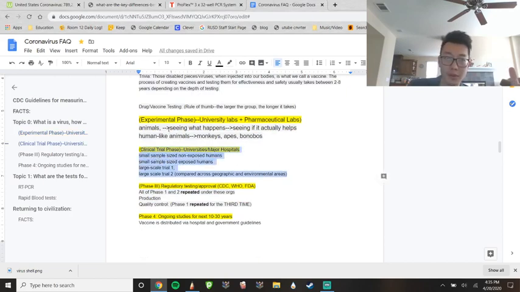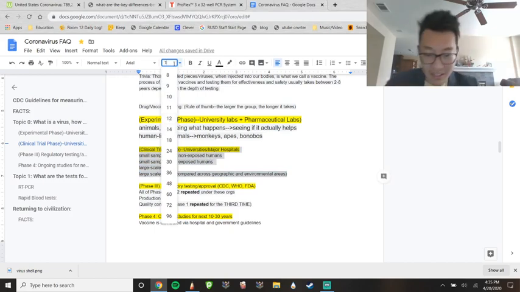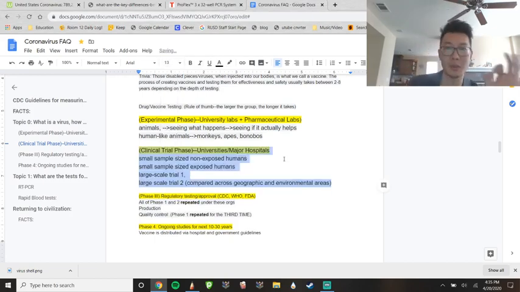Phase two, this part is where a lot of places get stuck because you have to prove almost without a shadow of a doubt that it's extremely safe and there's no other possible features or dangers to this vaccine or drug that you're trying to produce. So this is usually done in universities and major hospitals. Before it was done in university labs and pharmaceutical labs. These are called clinical trials.